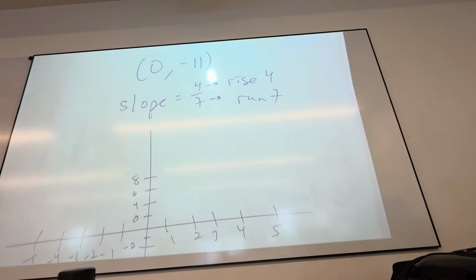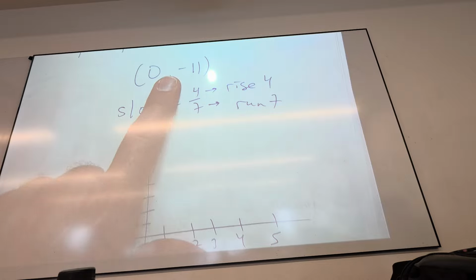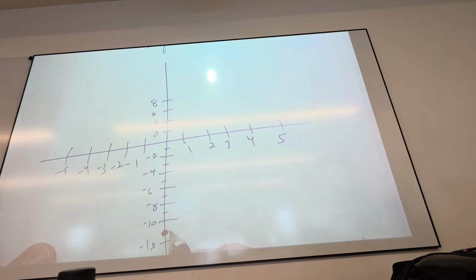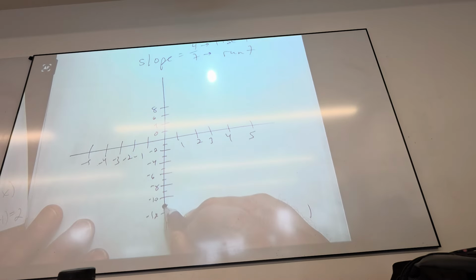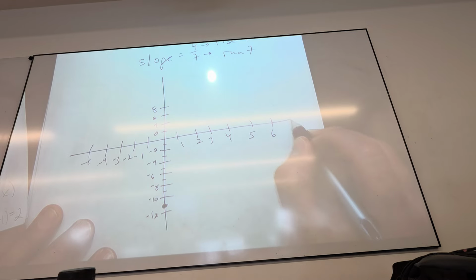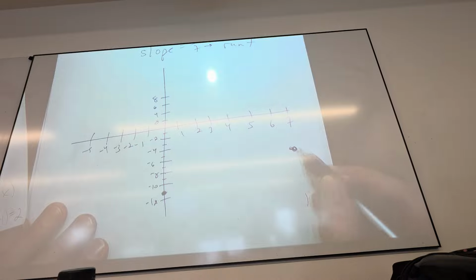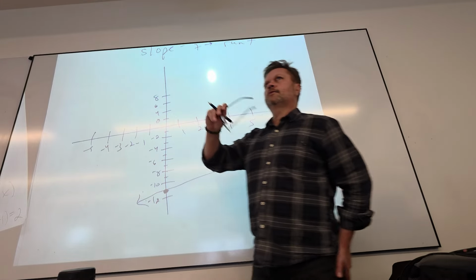What do I know for sure that this graph goes through? 0, negative 11. So I'm going to graph 0, negative 11. And then how do I move from there? I go up 4, right 7. So up 4: 1, 2, 3, 4. And then right 7. Okay. And as you do these, you can make whatever sound effects you want.